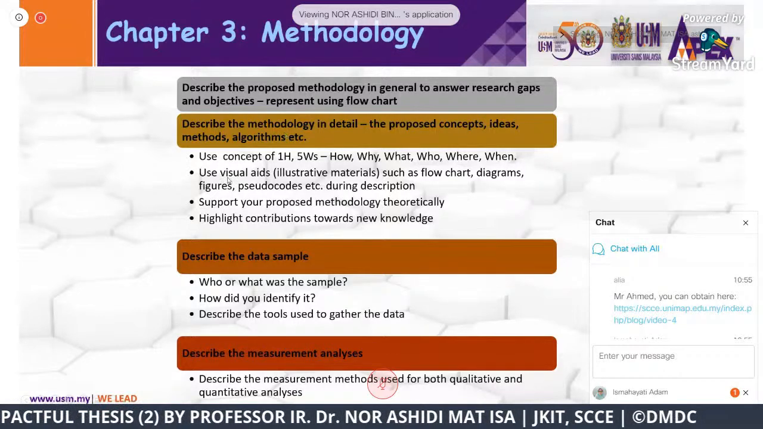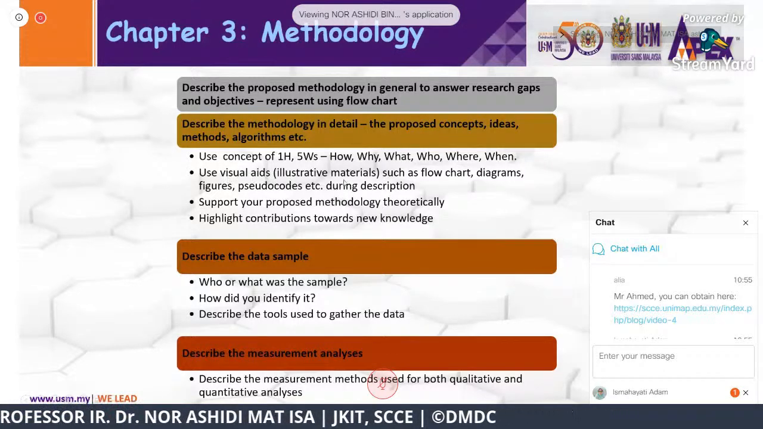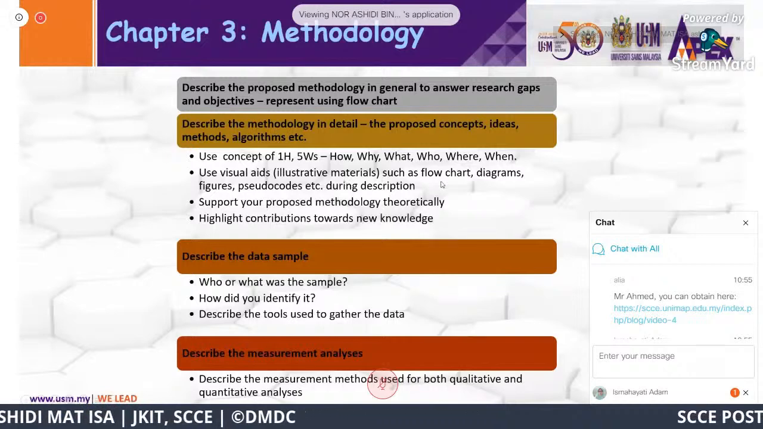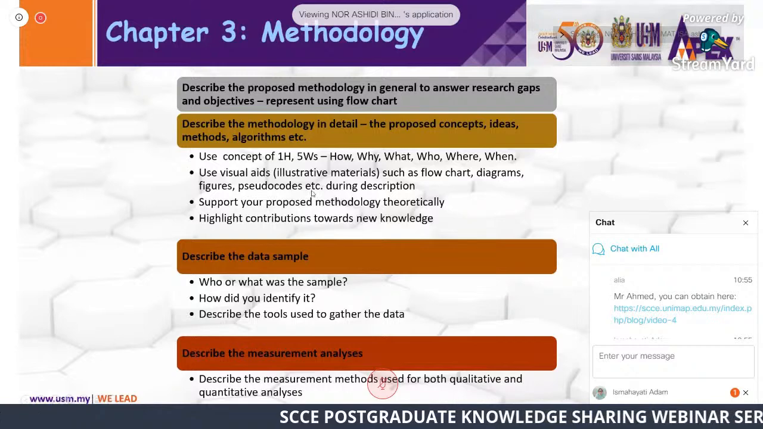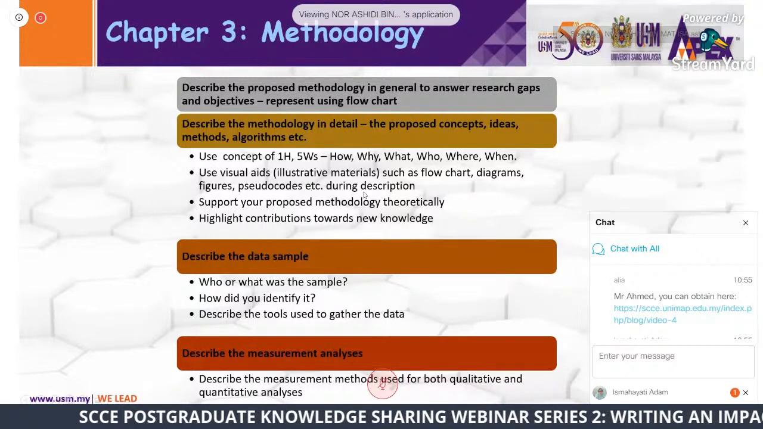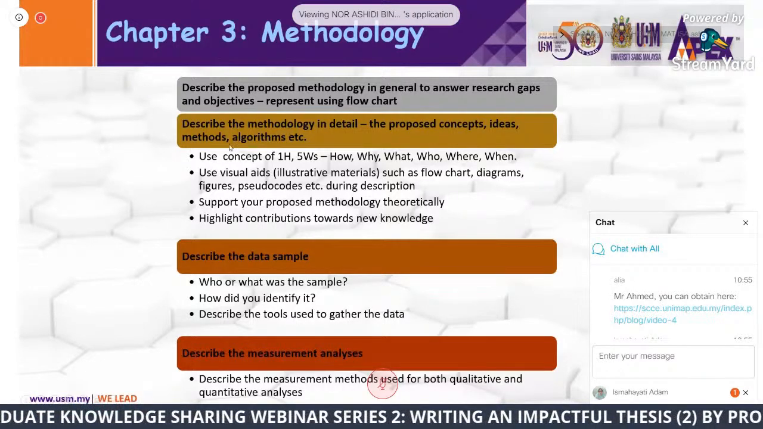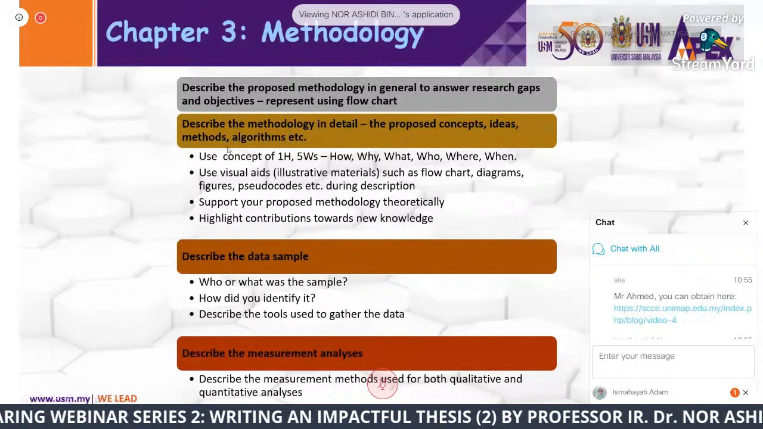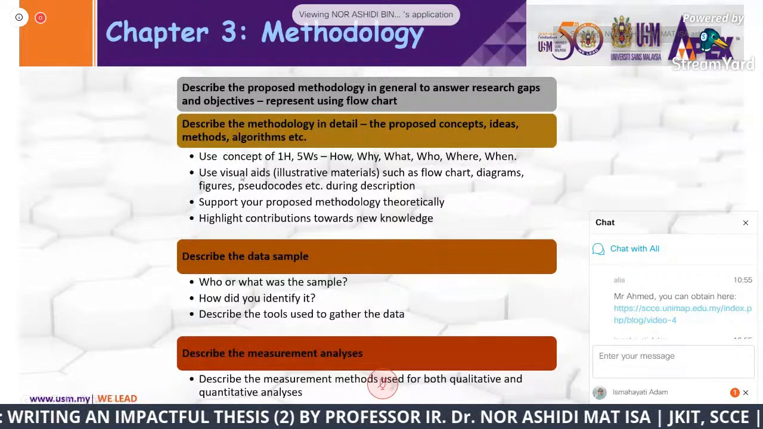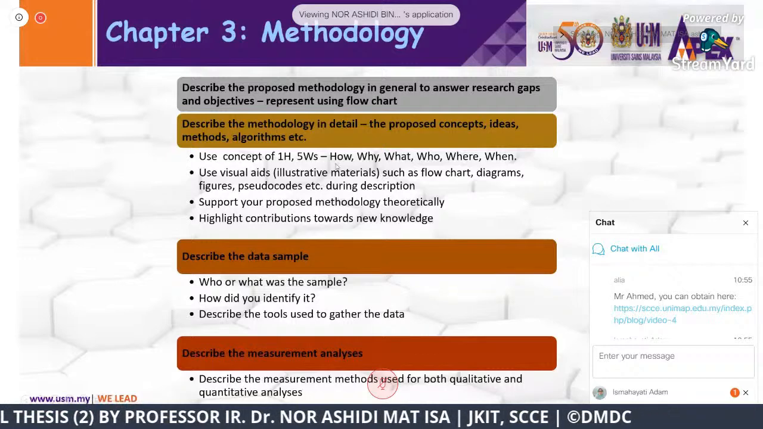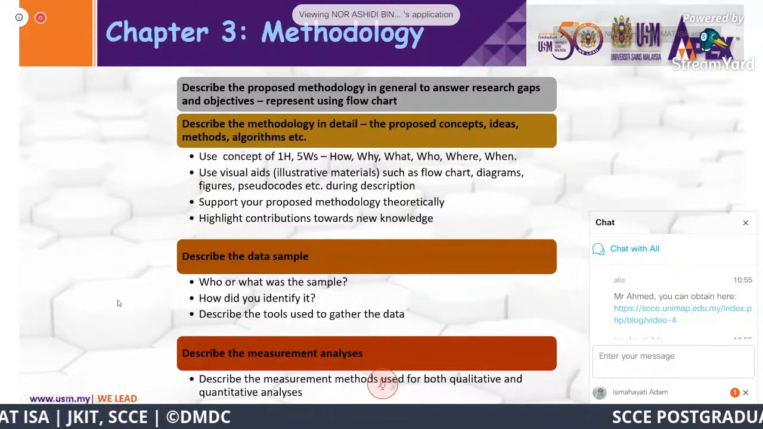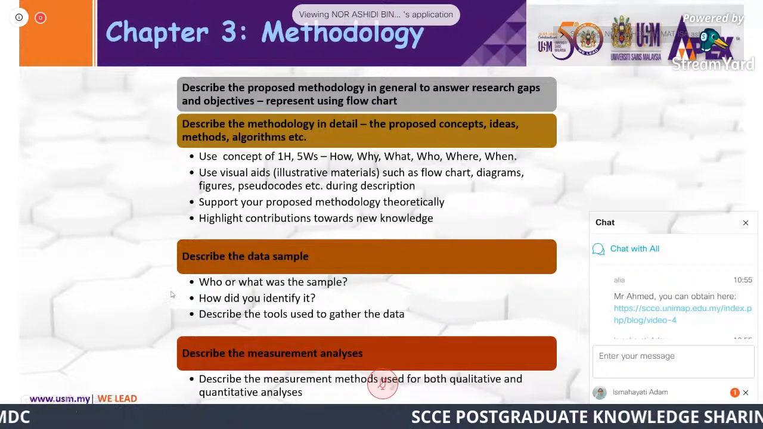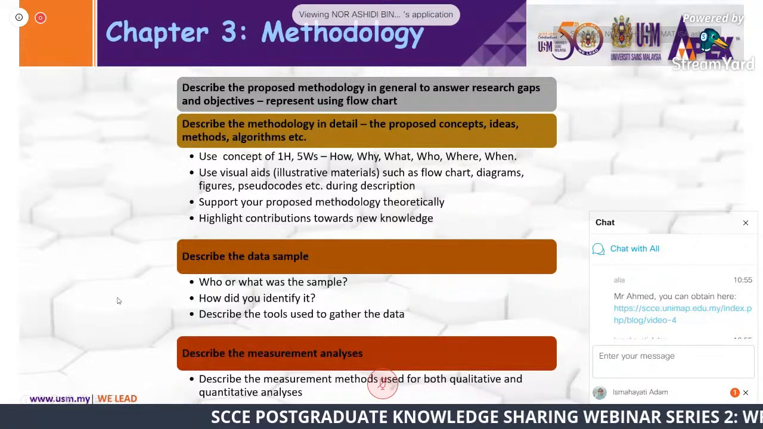Then please use visual aids or illustrative materials, for example flowcharts, diagrams, figures, and pseudocodes during your discussion. After you explain, let's say you have the algorithm, you explain one by one. Step number one is this, number two is that. At the end, you must end up with a pseudocode. When you give a pseudocode, it's clear to the examiners: this is how you implement your methodology.